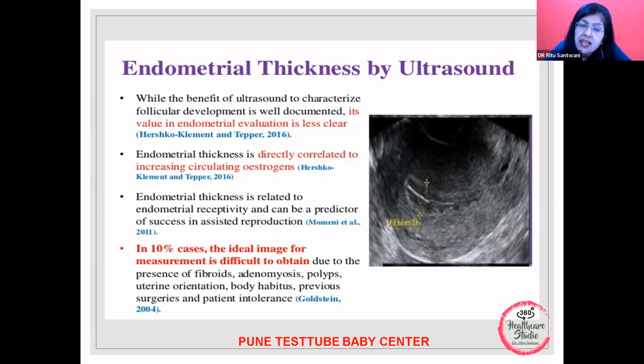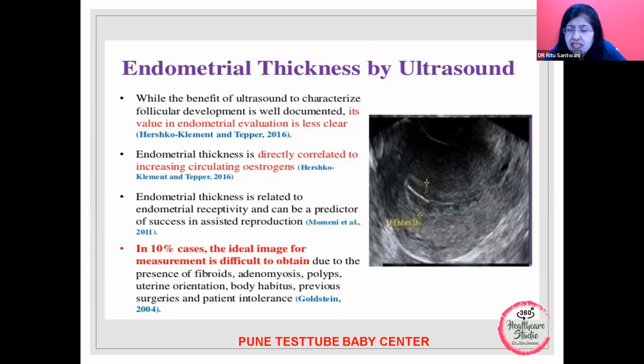So the endometrial thickness is measured by ultrasound. While the benefit of ultrasound to characterize follicular development is very well documented, its value in endometrial evaluation is less clear. Endometrial thickness is directly correlated to increasing circulating estrogens. Endometrial thickness is related to endometrial receptivity and can be a predictor of success in assisted reproduction.